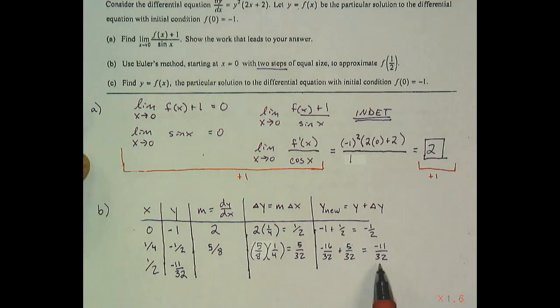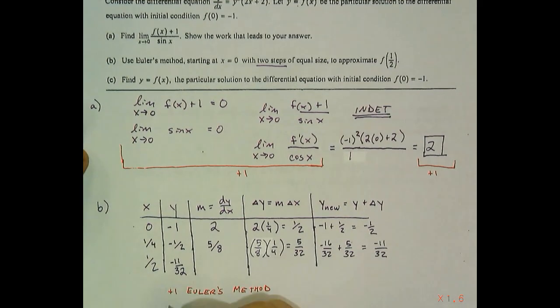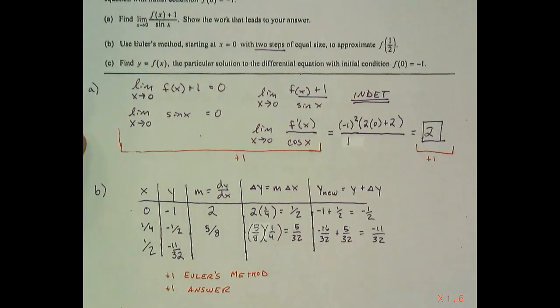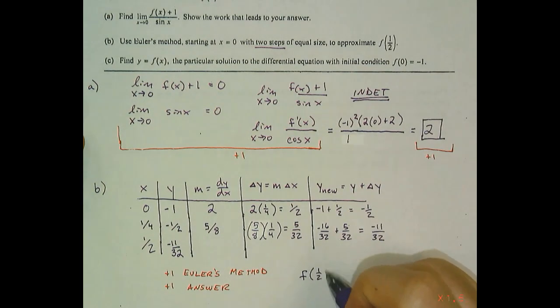The 2 points on this part: you're going to get 1 point for demonstrating Euler's method. Keep in mind there are more ways than the way shown here, but this is the way we learned in our class. The second point is for getting the answer. Now, I have not expressed the answer yet. I just have floating numbers in a table. So remember, you have to say f of 1/2 is approximately negative 11/32.